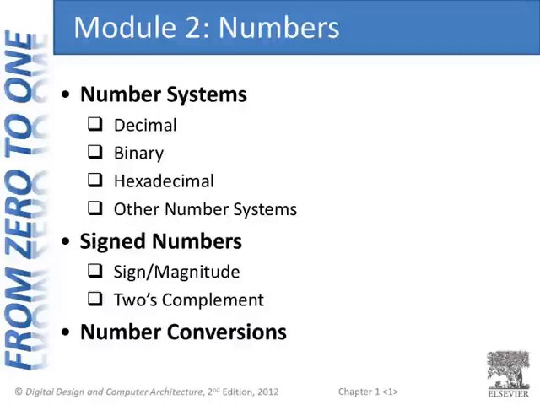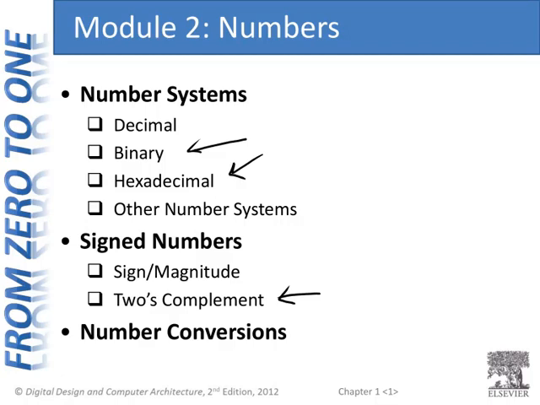In this module, Module 2, we're going to talk about number systems and converting between number systems. So we'll talk about decimal numbers, binary numbers, hexadecimal numbers, as well as other number systems. And then we'll also talk about signed numbers, both signed magnitude and 2's complement numbers. Although in the course, we'll mostly deal with 2's complement numbers, as well as binary and hexadecimal numbers.